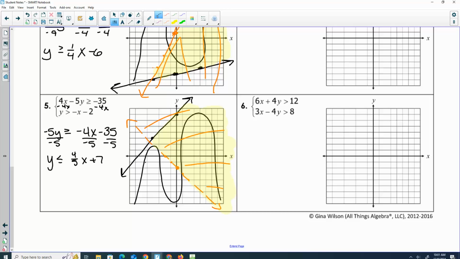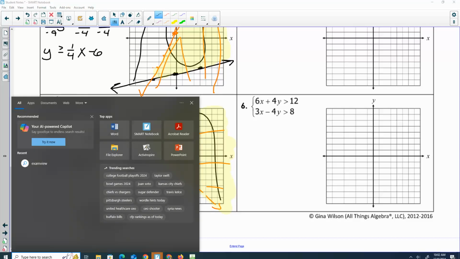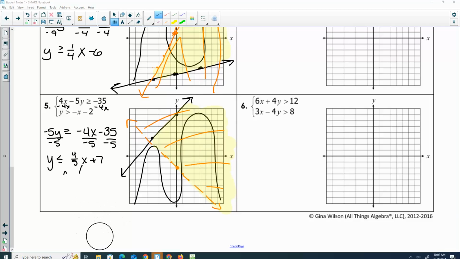What would happen if you had two lines and there was no overlap? So let's say I graphed the first one and it looked like this, and I graphed the second one and it looked like this. So they're parallel lines, there's no overlap. What would my answer be? No solution. If you happen to have parallel lines and they don't overlap at all, you can say no solution for that. Okay, we are getting better, but a couple of us still had some mistakes on that one.